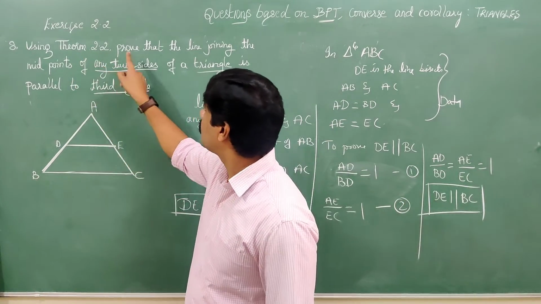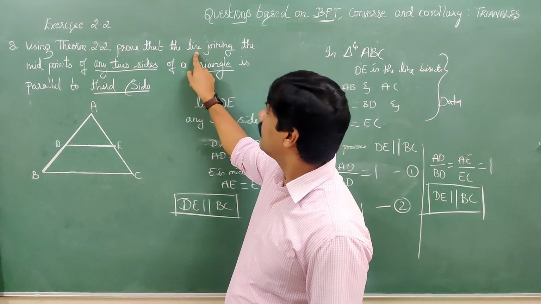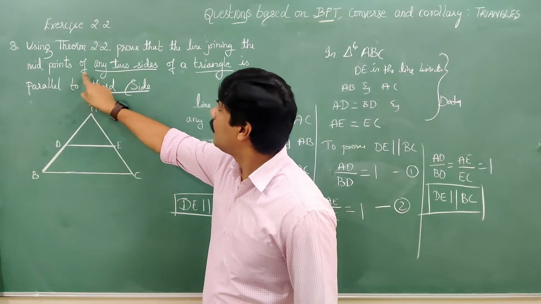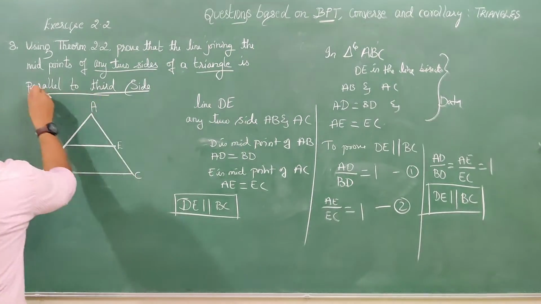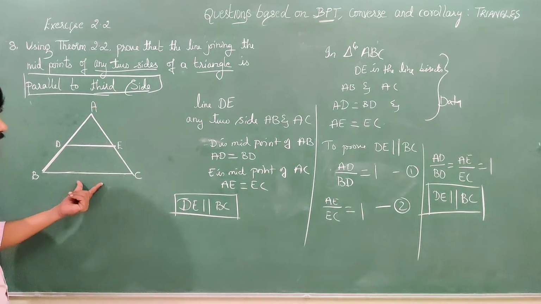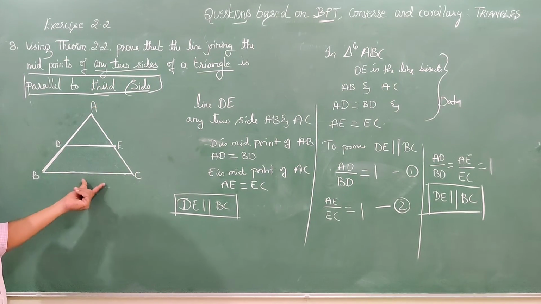What we wanted to prove is that the line joining the midpoints of any two sides of a triangle is parallel to the third side. The third side is BC. This line is parallel to the third side.